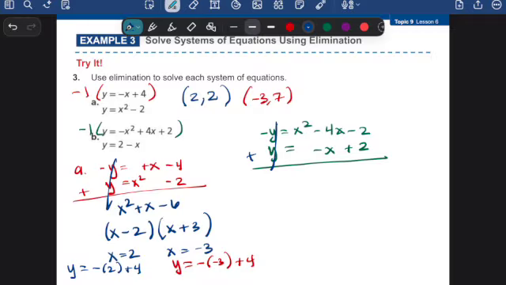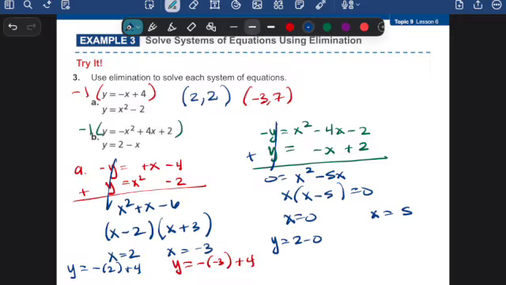Add these two equations together. My y's cancel. I have x squared minus 5x plus 0. I can factor out an x, and then I'll have x minus 5 equals 0. Okay, since it equals 0, I can split the binomial. So x will equal 0 or x will equal +5. Now I have to find the y coordinate, so I'm going to plug in those x values to the equation. So y equals 2 minus 0. My y coordinate is going to be 2. So I have 0, 2 for my first point of intersection.